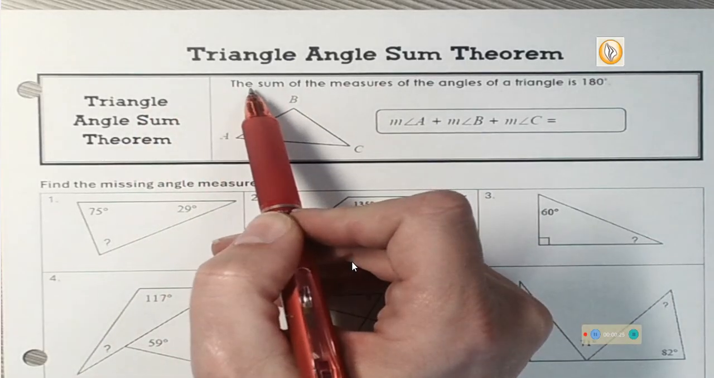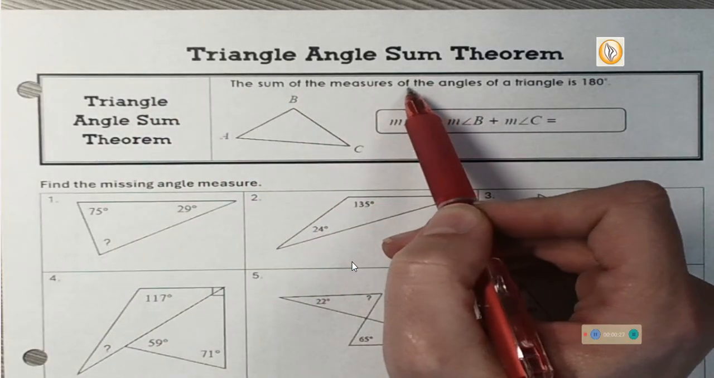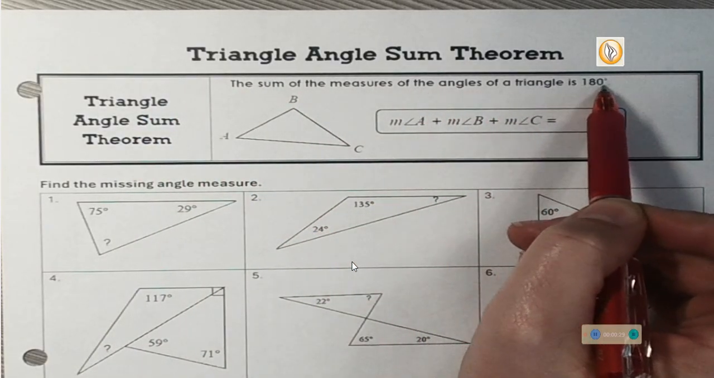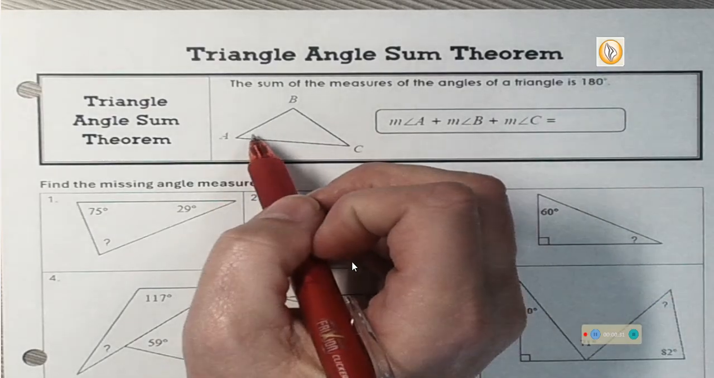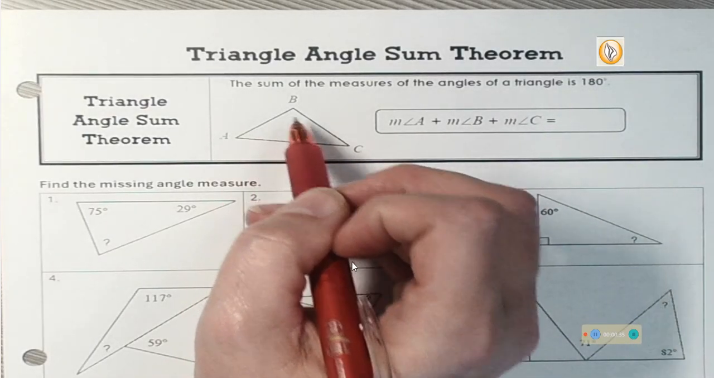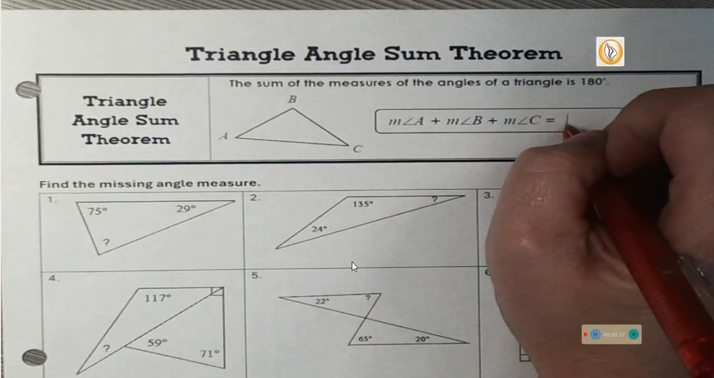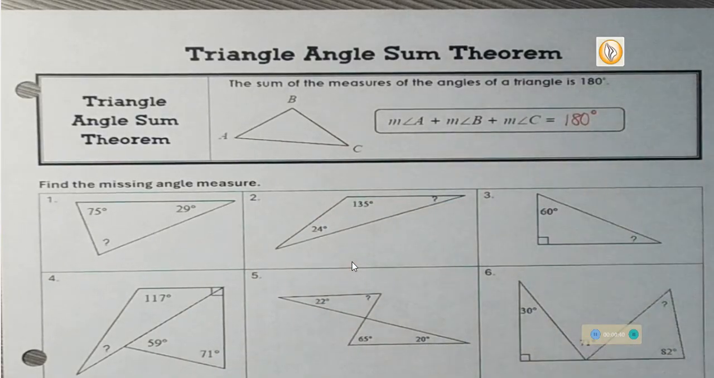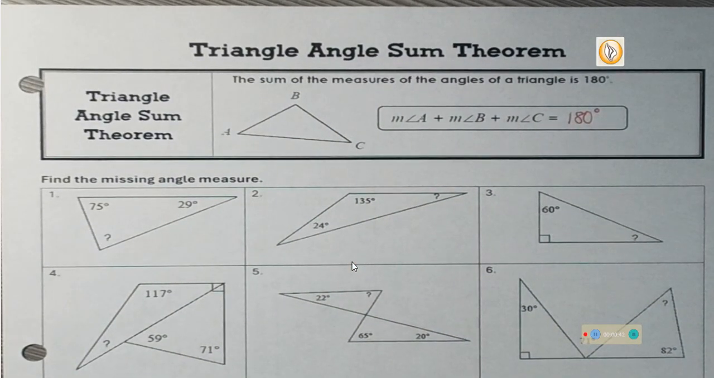Here's your theorem. The sum of the measures of all the angles of a triangle is 180 degrees. That means if you take whatever the measure of angle A equals plus the measure of angle B plus the measure of angle C, it equals 180 degrees. Okay?